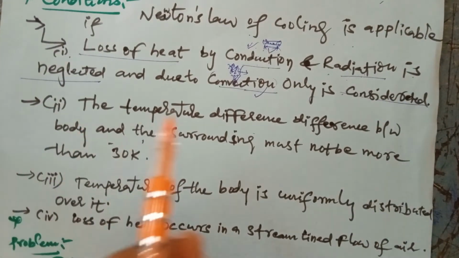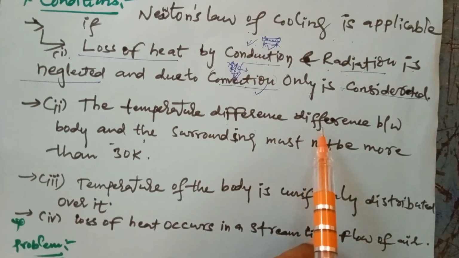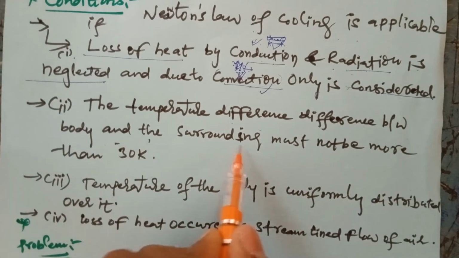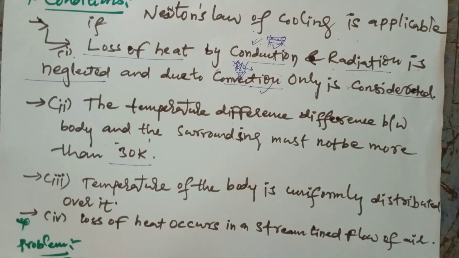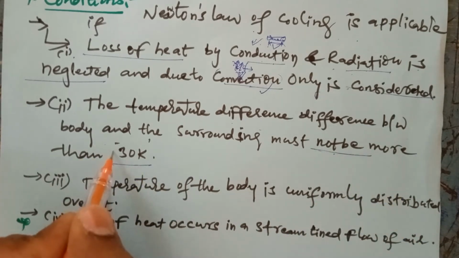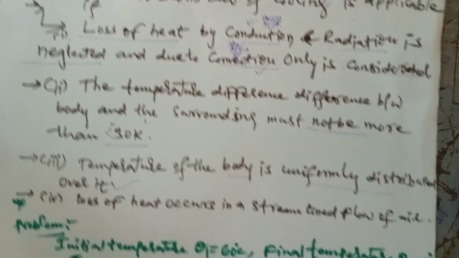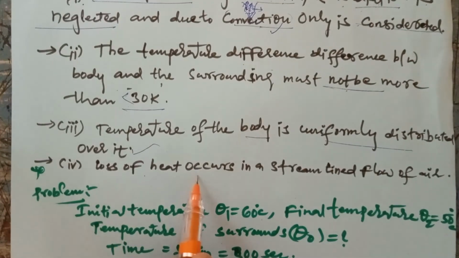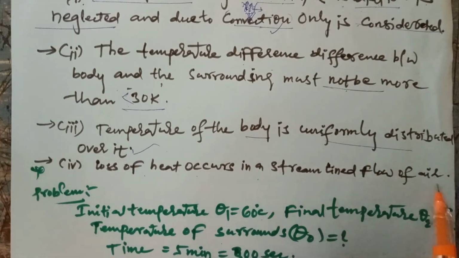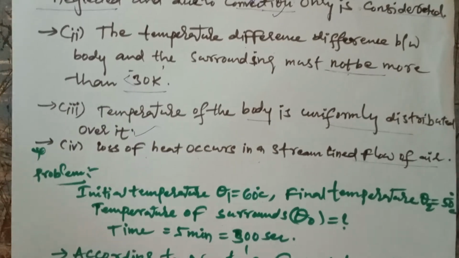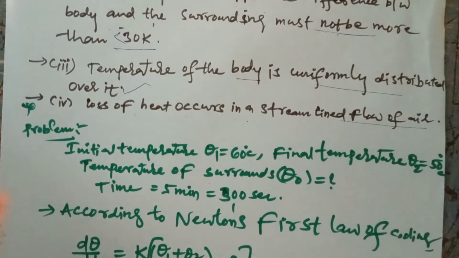Second, the temperature difference between the body and the surroundings must not be more than 30 kelvins, that is, below 30. Third, the temperature of the body is uniformly distributed over it. And the last point, the law of cooling holds in a streamlined flow of air. Next, the last point is the problem.